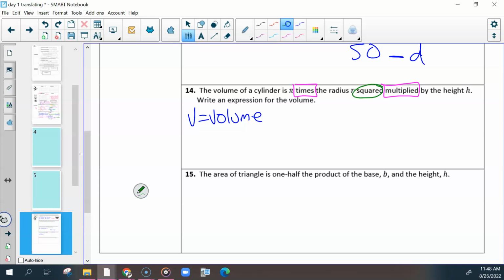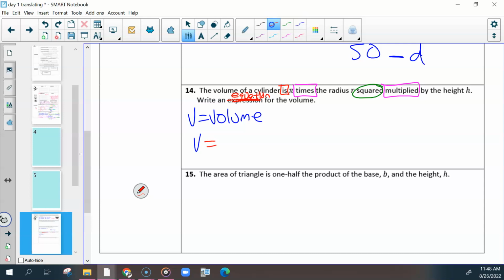Okay, because everything is being multiplied together, we can just put everything next to each other. So that's nice. I will also change some wording in this because this word is here. And we haven't talked about this yet, but anytime you see the word is, that means equals. So this is actually an equation, not an expression. So this is going to start off V equals.